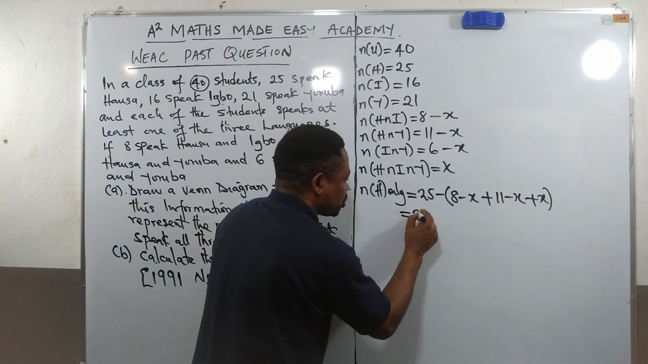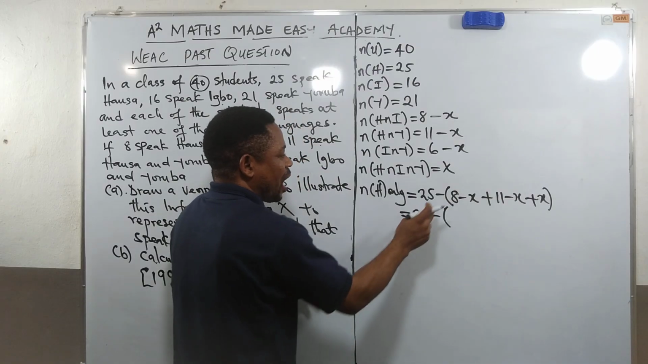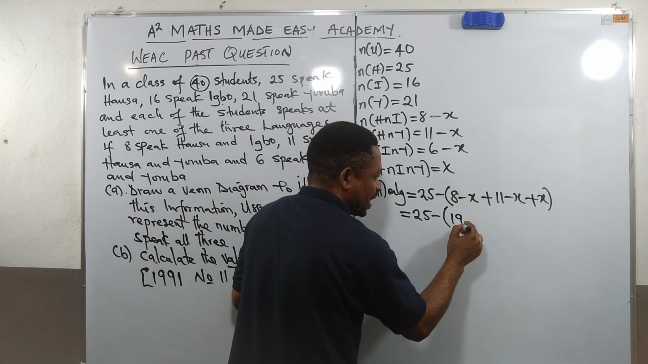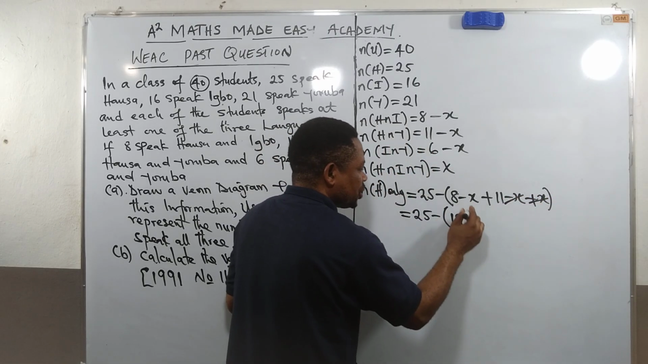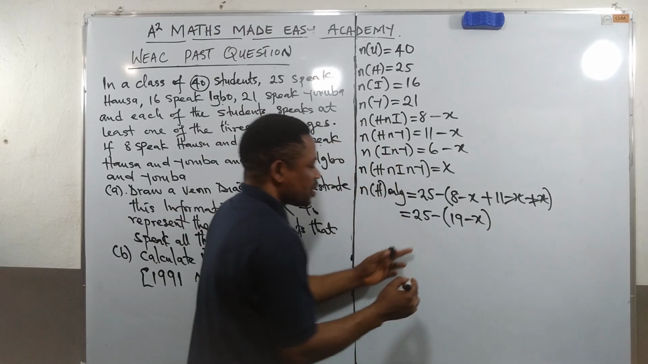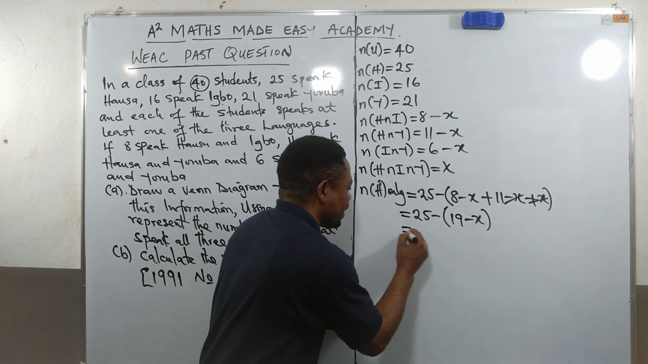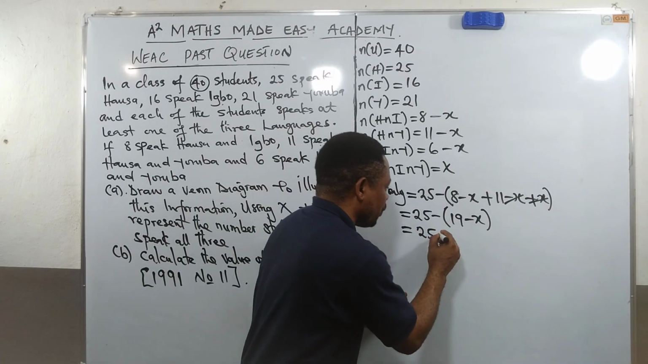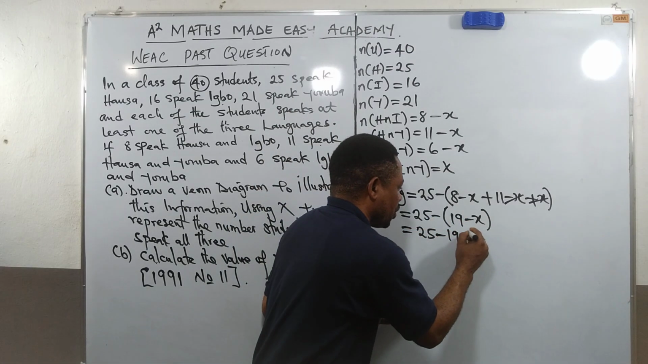This is now equal to 25 minus open bracket. Now watch how we add. X plus 11 will give us what? 19. Are you there? Minus X will cancel plus what? X. Then what is remaining is minus what? X. Can we open the bracket using what? Minus. Oh yeah, watch. We can now say 25 minus times 19 will give us minus 19. Are you there? Minus times minus will give us plus what?